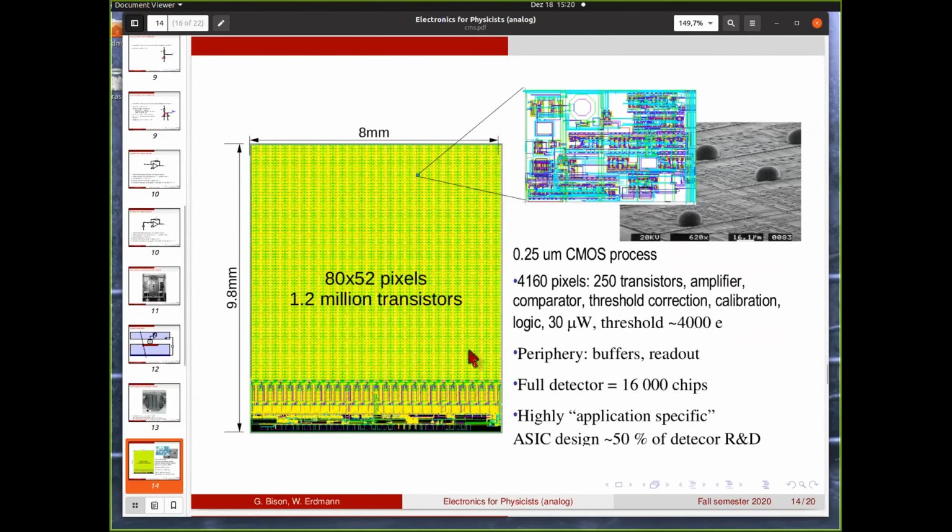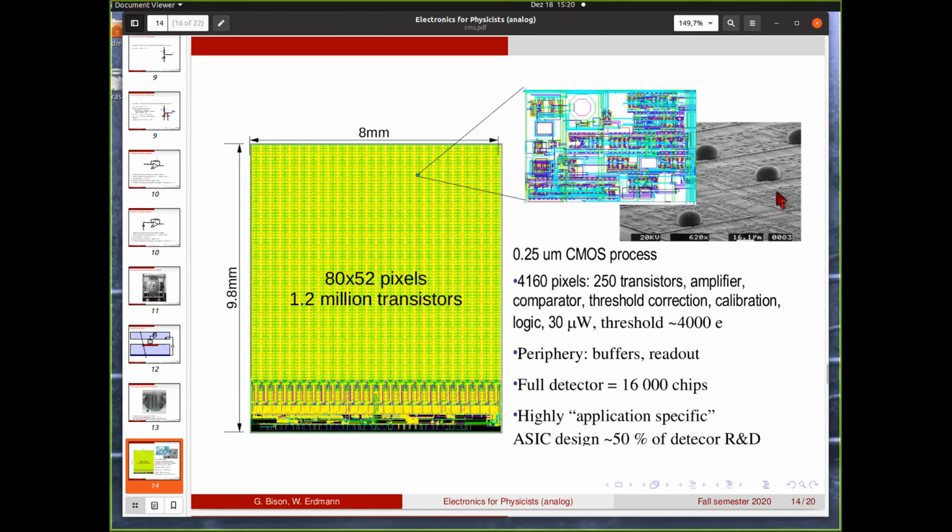This ASIC is shown here. So 16 of these are mounted to each of the sensors that you've seen. It has 80 by 52 pixels. So in total, this is 1.2 million transistors. What you see on this picture here are these indium bumps. They have been deposited on the electronics.